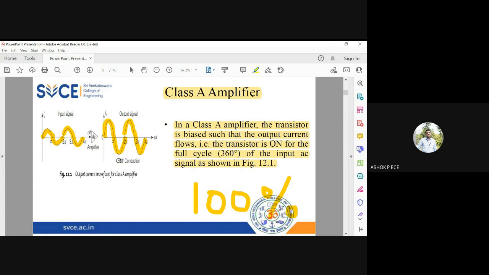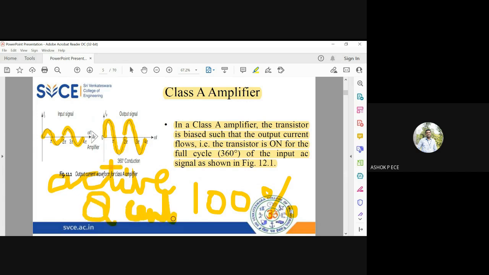Okay, so for this operation of Class A, where should be the Q point? Can somebody say where should be the Q point when the transistor is going to work as a perfect amplifier? Where should be the position of Q point? Exactly at the middle of the load line, or I can say Class A operation is possible only when the transistor is in the active region or Q point is in the center.